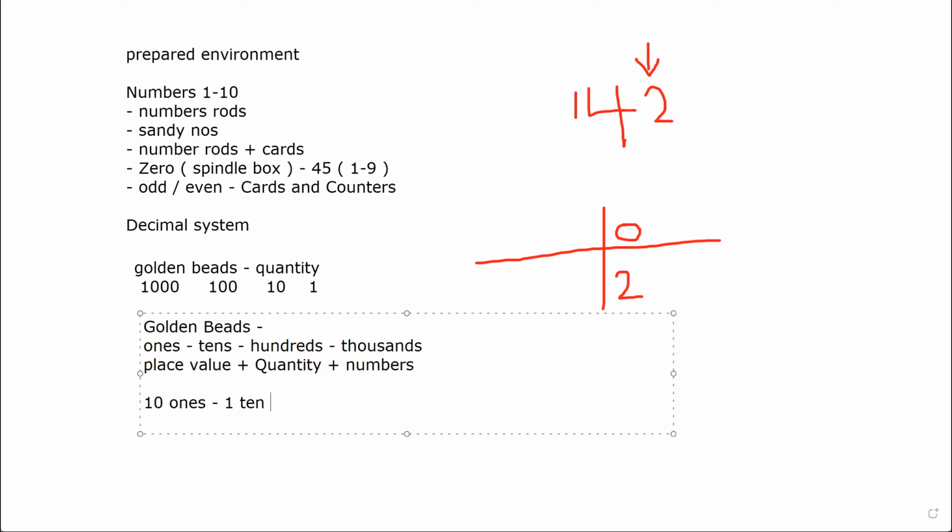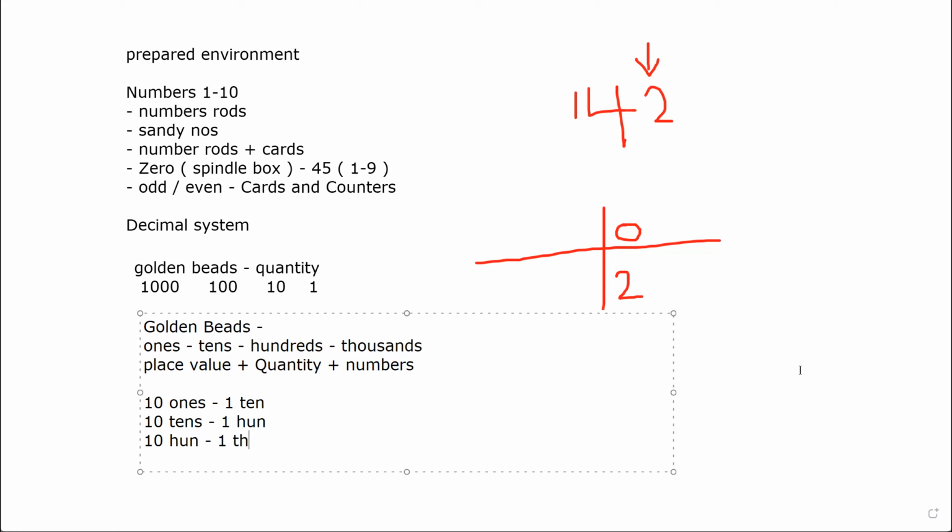10 ones make 10. 10 tens would make 100. 10 hundreds make 1000. Yes. So this is what you are going to be teaching your children. So you are basically introducing them to the quantity. That is all we do.